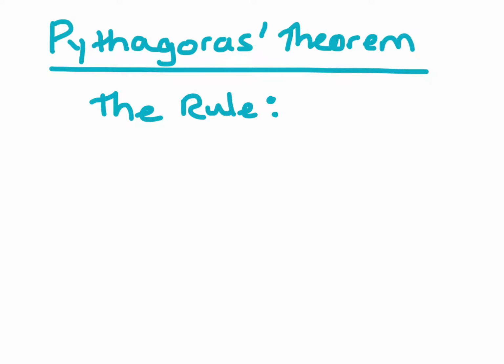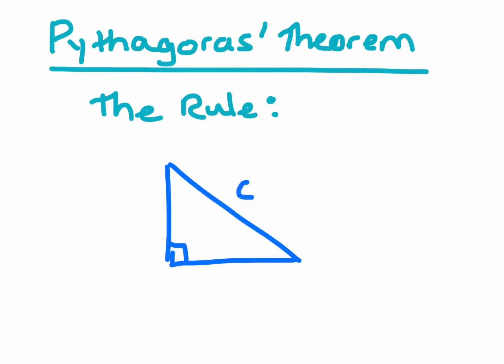Okay, I just want to run through Pythagoras' theorem and have a really good look at what the rule actually states. So if this was C and this side was A and B, then the rule basically says that C squared equals A squared plus B squared.